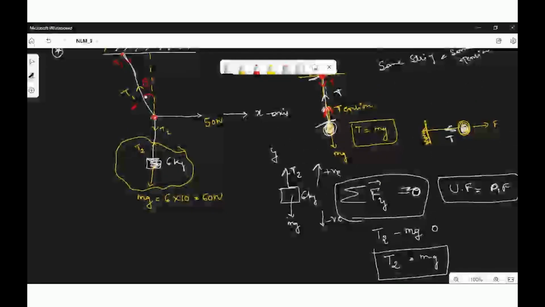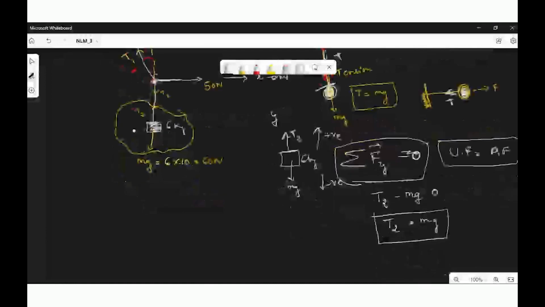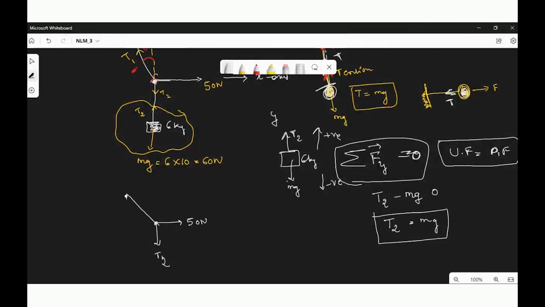Now coming to the other point, because our job is not just to find this. I want theta. So what we'll do is consider this point, the plucking point. We have one force of 50 Newton, which I'll consider now. What we have is T2 acting downward, 50 Newton in this direction, and T1 in this direction, correct?